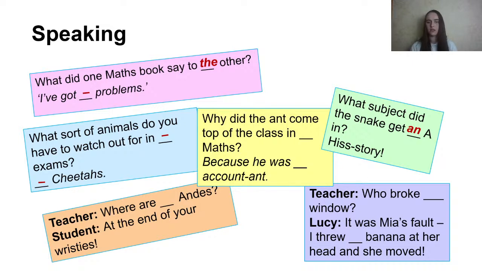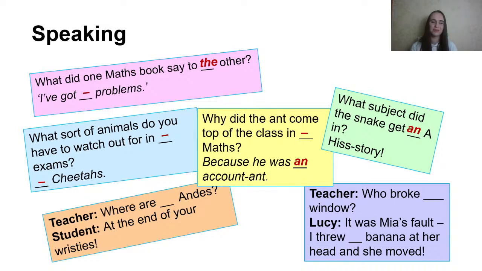Why did the aunt come top of the class in math? No articles are used here because we talk about a general subject, right? Why did the aunt come top of the class in math? Because it was an accountant. Yep, an is used here. So firstly, you use no article because you talk about this subject in general, and then because he was an accountant, it's like one here.